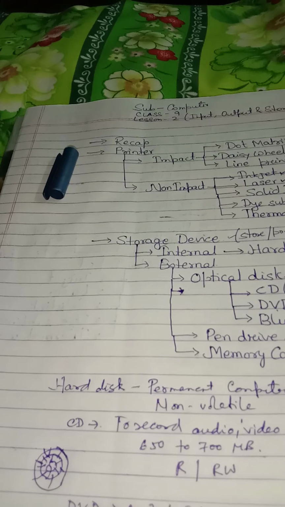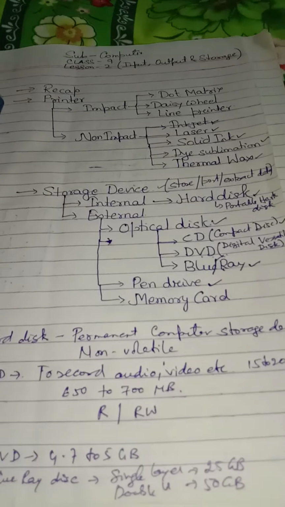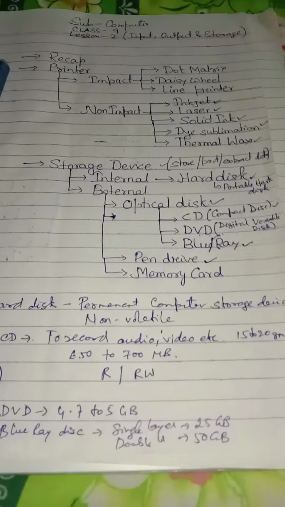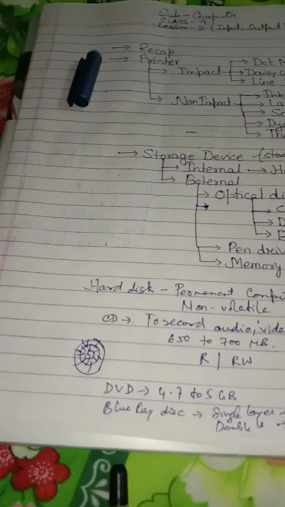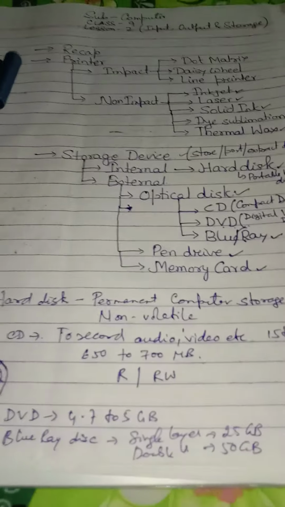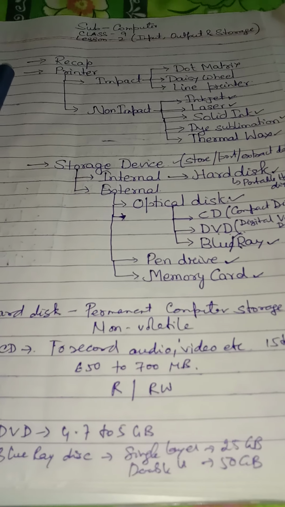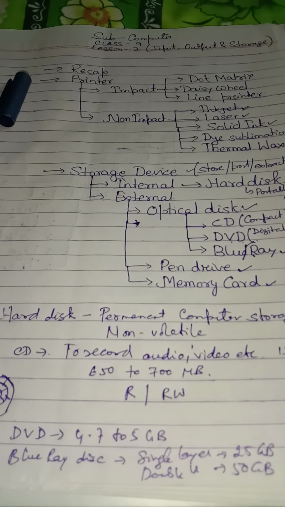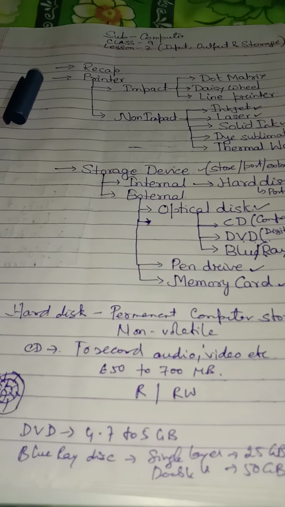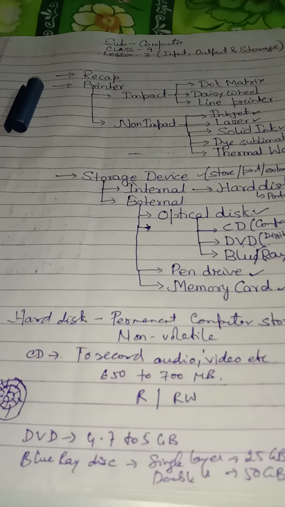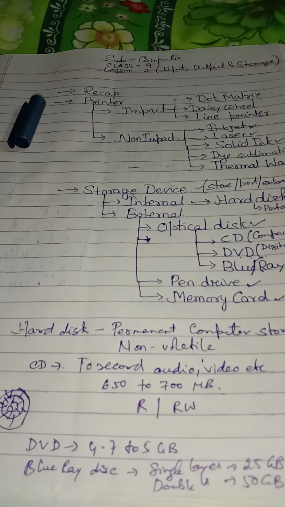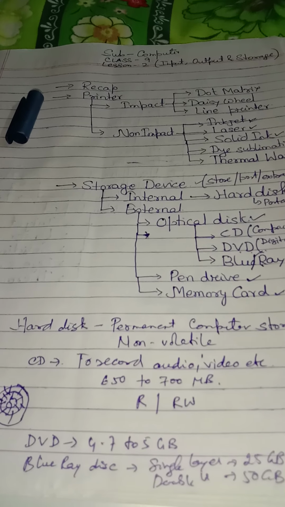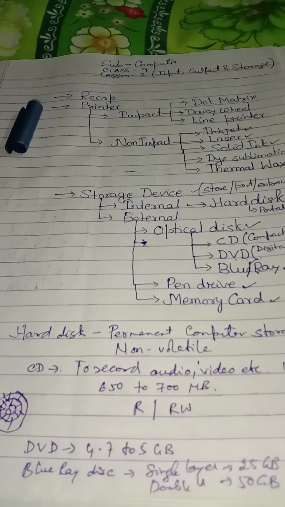The last topic that we are going to discuss in the storage device is memory card. All of you must have seen the memory card. The memory stick or memory card is also a type of flash drive. It is more compact than a pen drive. It is mostly used in digital cameras, smartphones, tablets, etc. for storing the data.